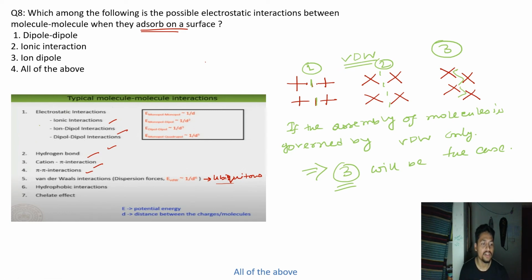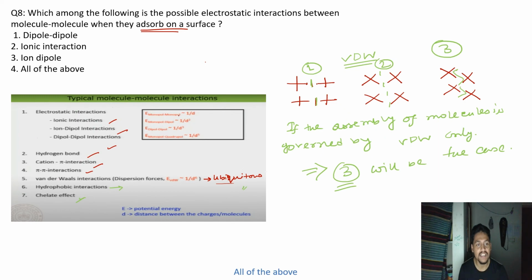Also, hydrophobic interaction is somehow ubiquitous in nature. It is always there. Now, chelating effect: due to chelating, a great amount of energy is actually released. So the chelate effect can also tell how it is actually going to happen for the molecule interactions.